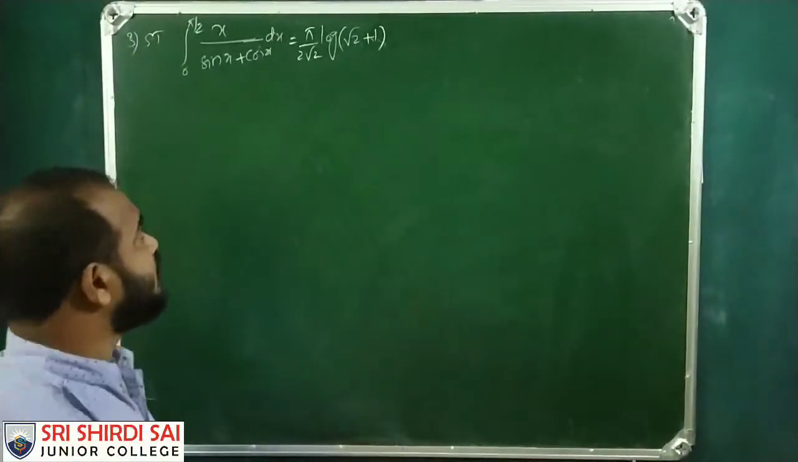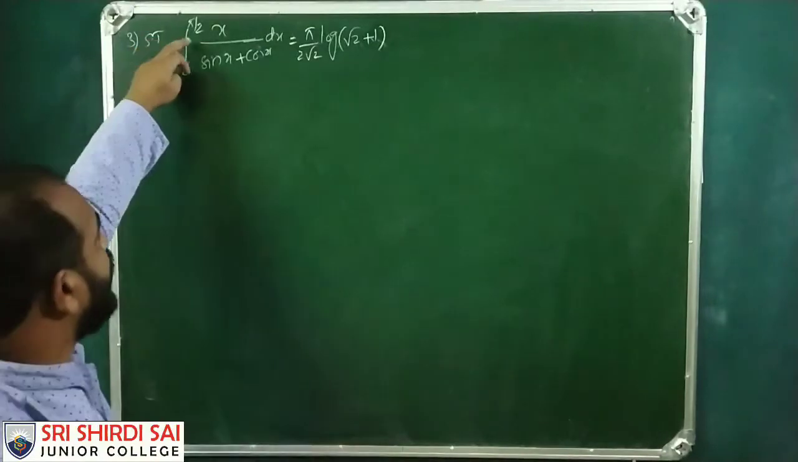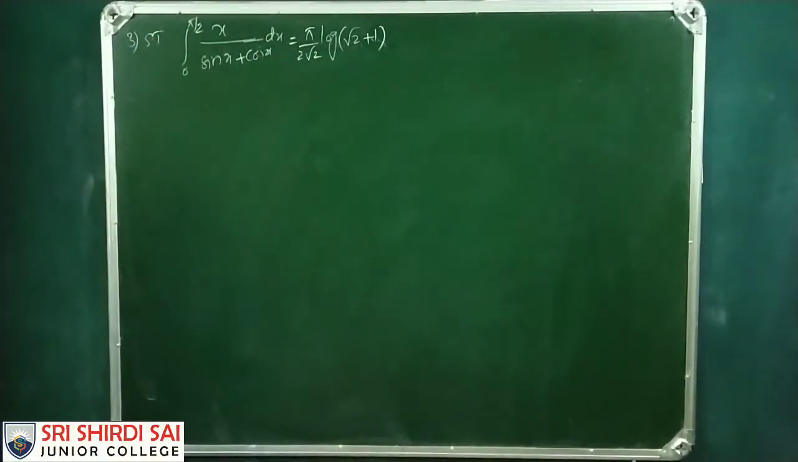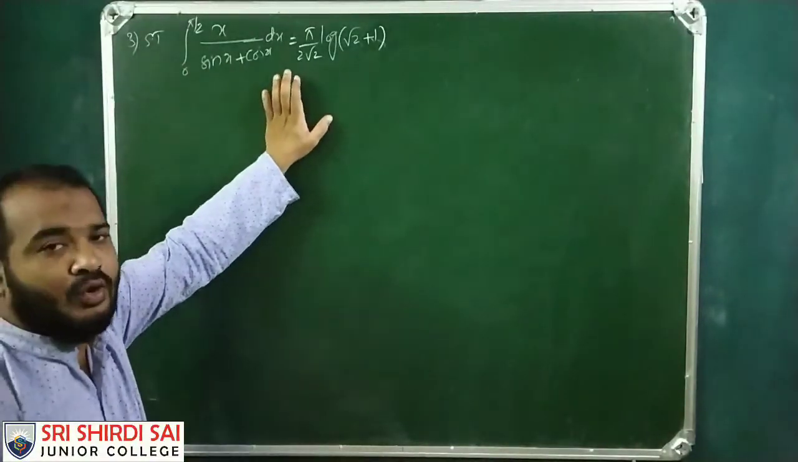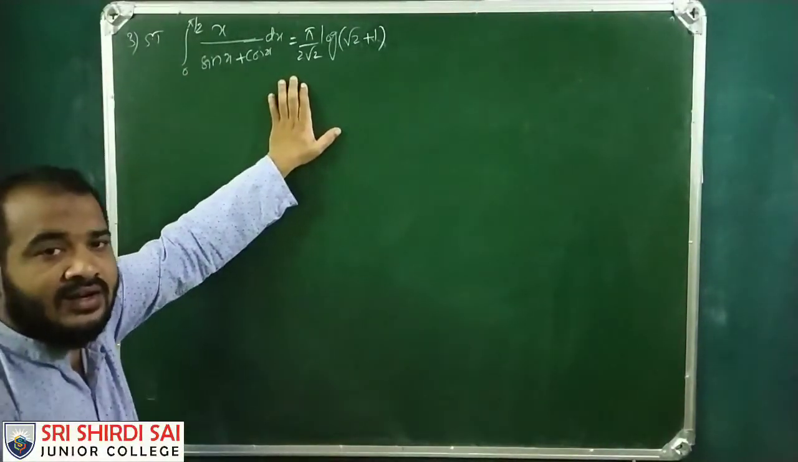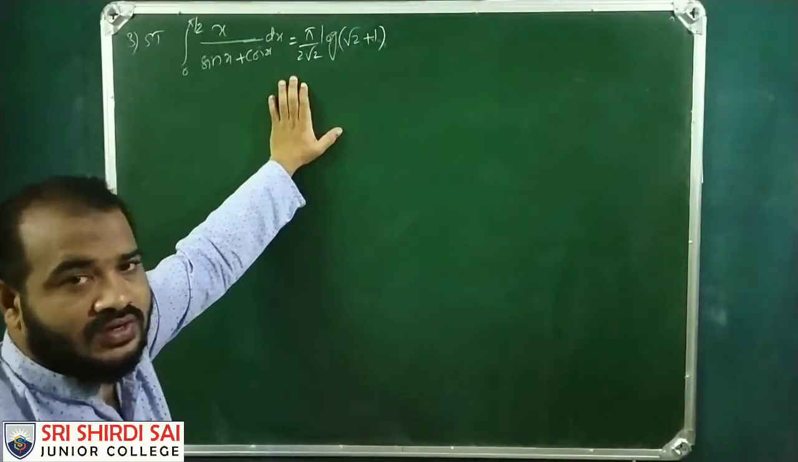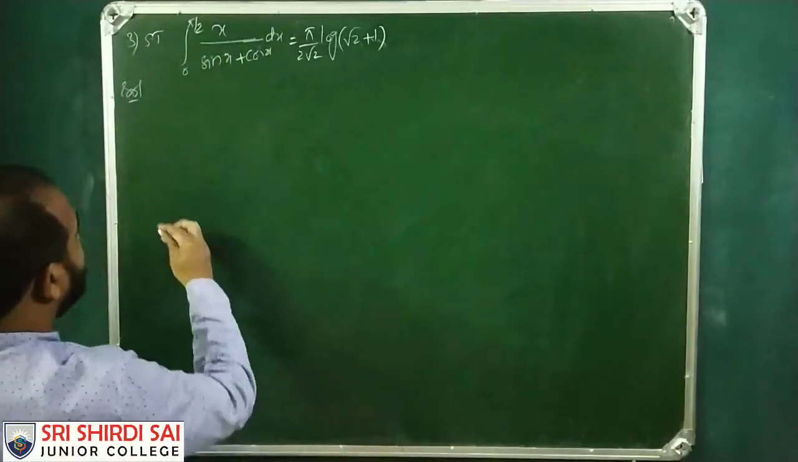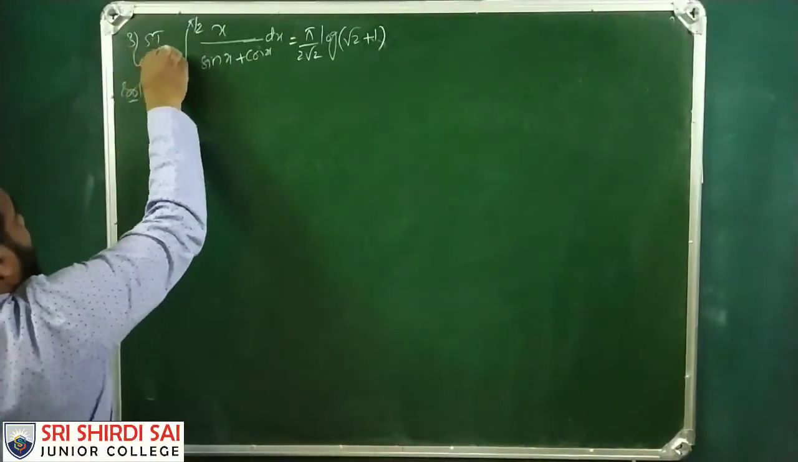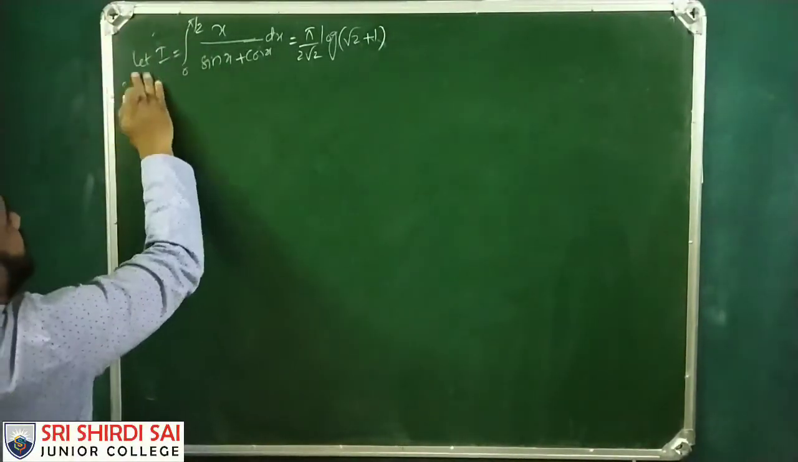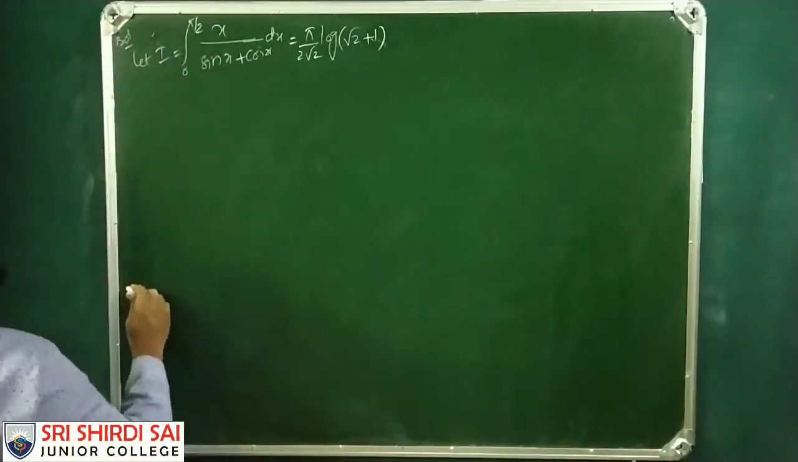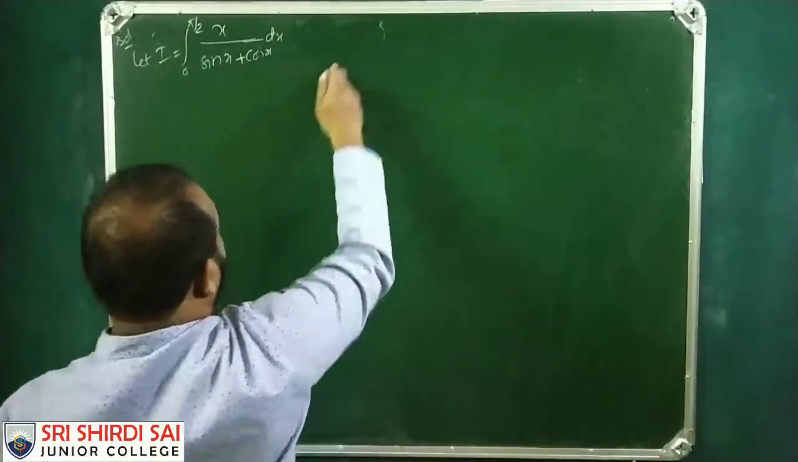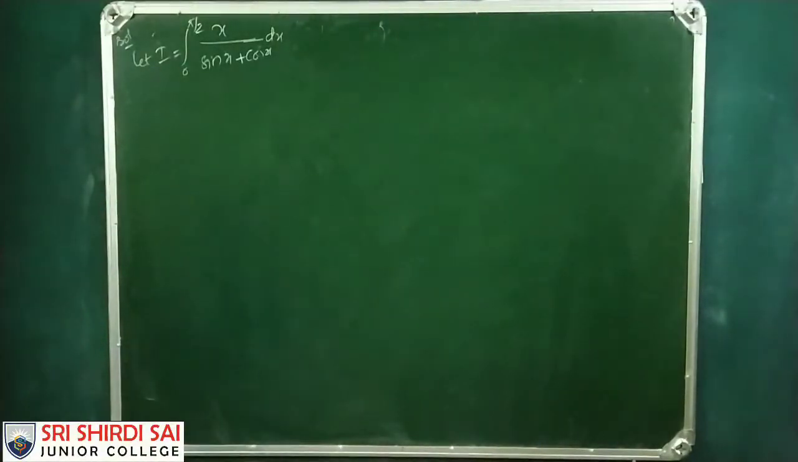He is asking us to prove that the integral from 0 to pi by 2 of x by sin x plus cos x dx is pi by 2 root 2 log of root 2 plus 1. This kind of problem we had in exercise 7b as well, third Roman. So let us do this. As usual, let us take it as I. Let I equal this; the solution goes from here. So let I equal, this is what we need to prove, pi by 2 root 2 log of root 2 plus 1.